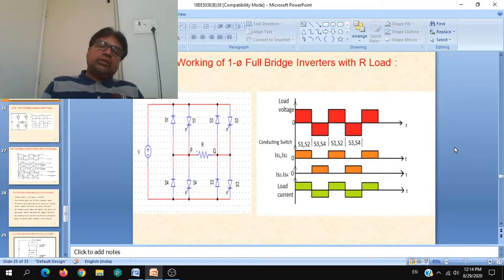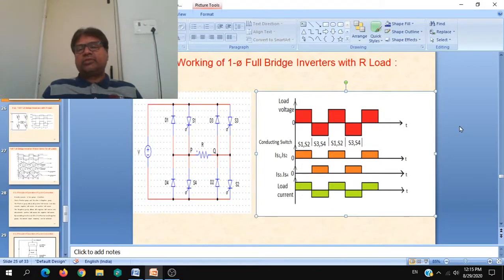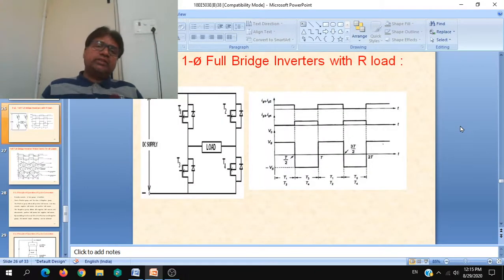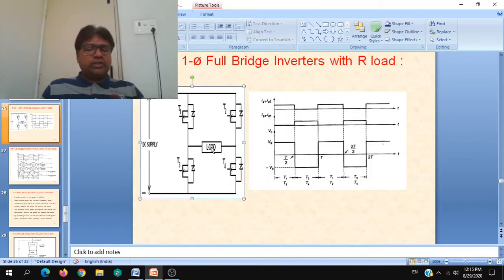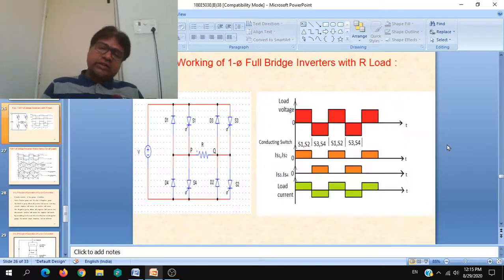You need not draw all. This is a bridge inverter circuit comprising of all SCRs and resistance and its waveforms. And this is a bridge inverter circuit comprising of MOSFETs and load. It is just shown as load. It is resistive, good, same waveforms in both. You can draw circuit and waveforms in either fashion. So simply go through.